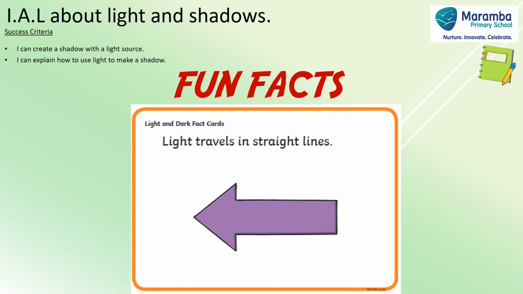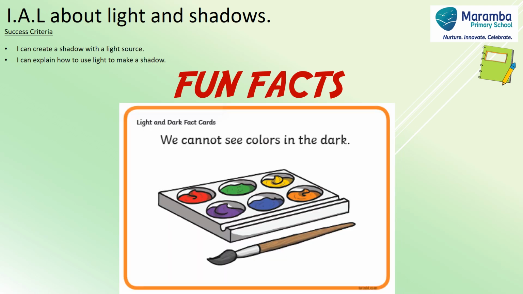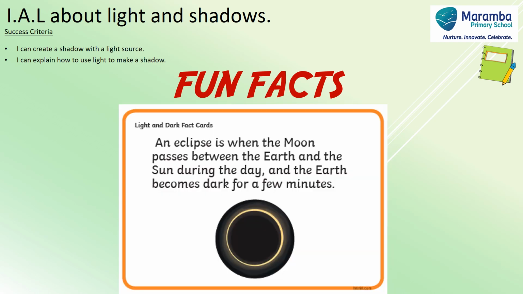Light only travels in straight lines. We cannot see colours when we're in the dark. And an eclipse, have you ever heard of that word? An eclipse is when the moon passes between the earth and the sun during the day and the earth becomes dark for a few minutes. That's because the earth is covered in a shadow which is created by the moon.